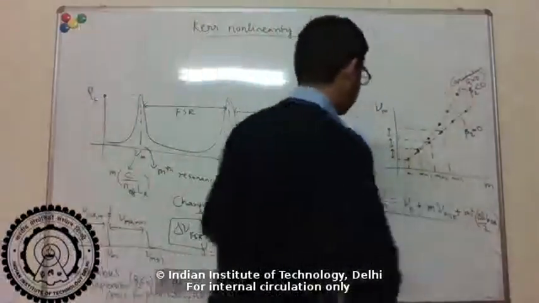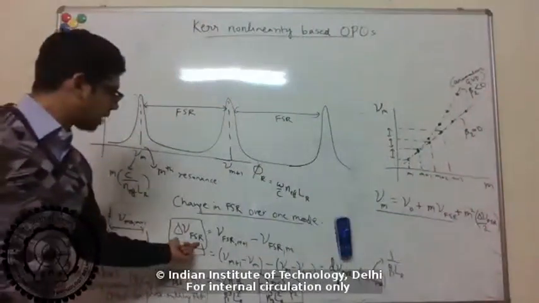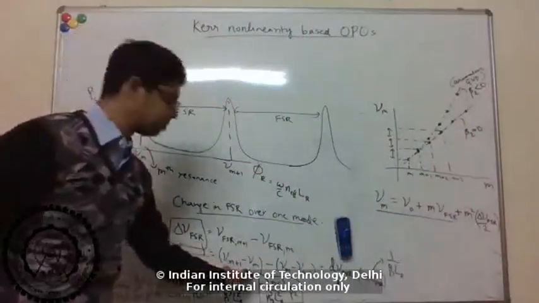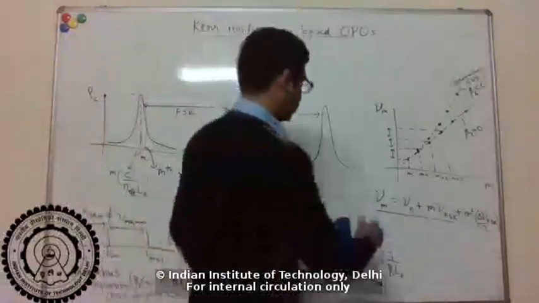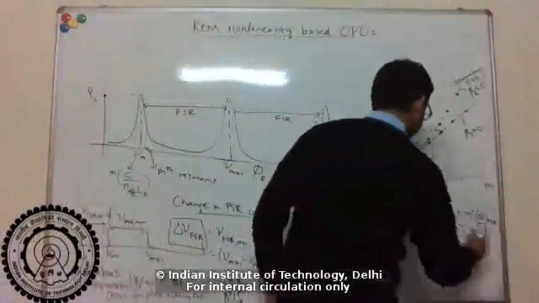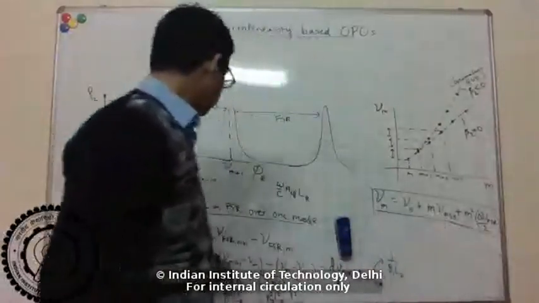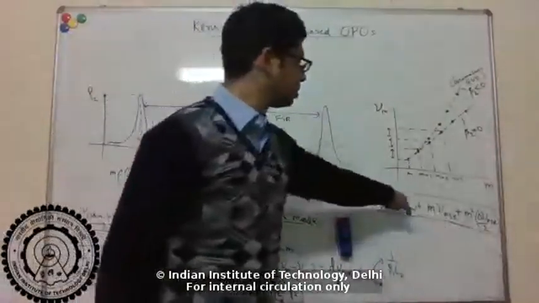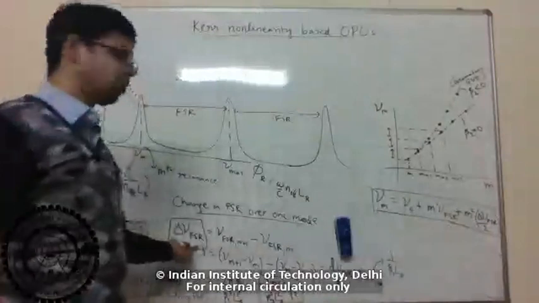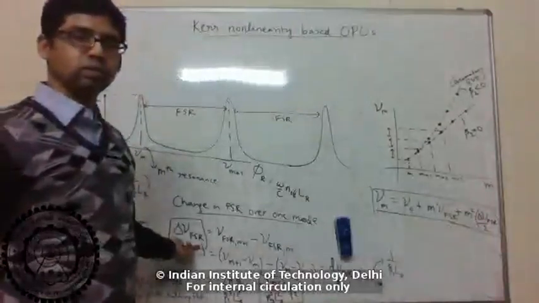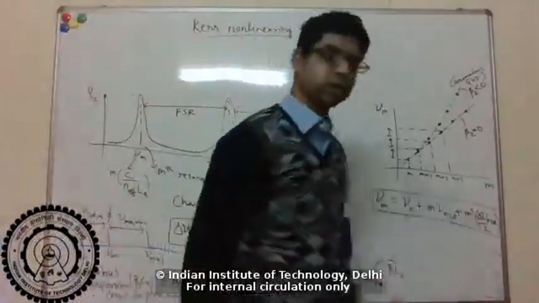And how did I write this? You can check. What is delta nu FSR? That's nu m plus 1 minus nu m, minus nu m minus nu m minus 1. Using this equation, you can write nu m plus 1 and nu m minus 1, just change m to m minus 1, and then compute this. You will get delta nu FSR. That's why it's coming.